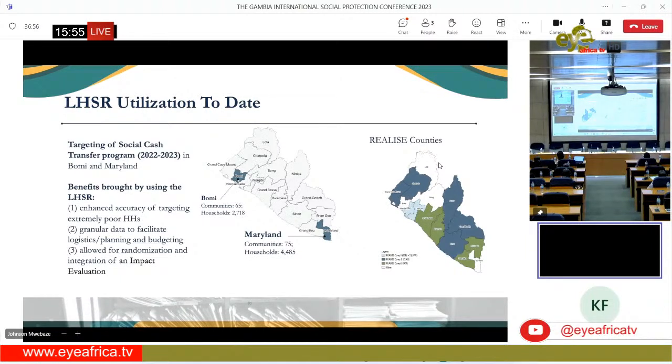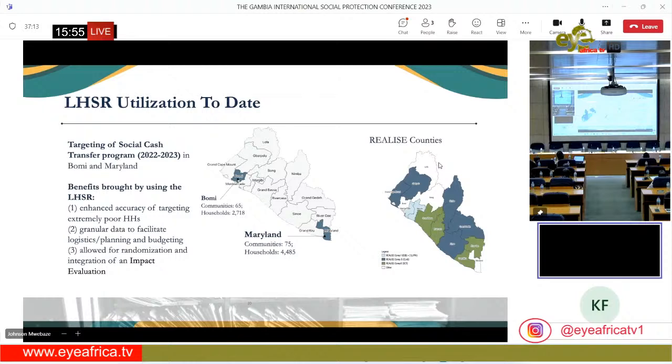For some areas, of course, you notice that some areas are not covered. So as part of Realize data collection, they use the tool for the social registry, so that as they collect data for the households that are going to be enrolled as part of the program, that data again is used for the social registry.